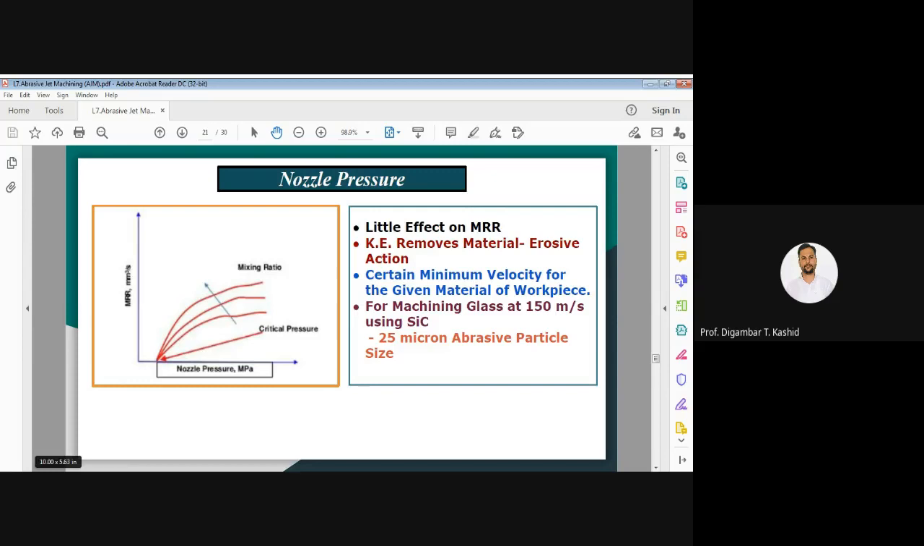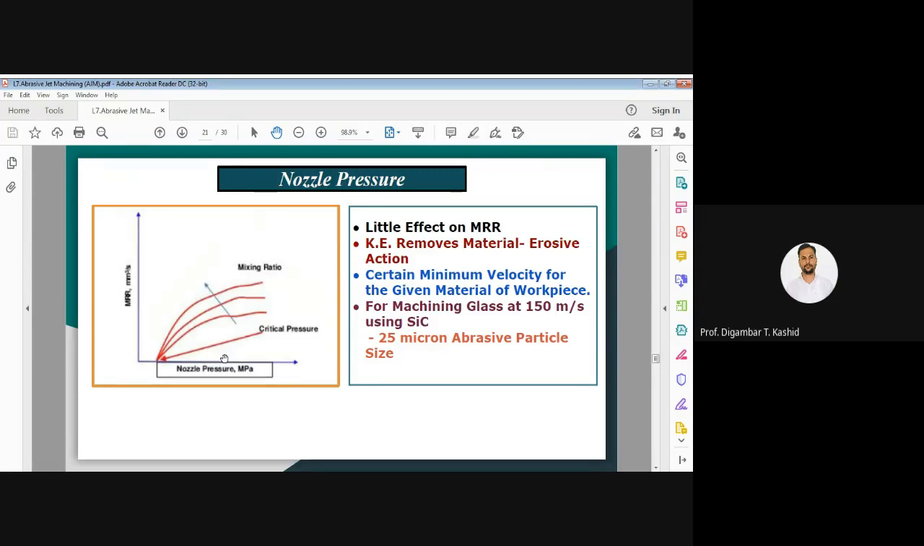Then here the point we need to take note of is the mixing ratio, that is another parameter. As you can see, the critical pressure, which I have shown with the red arrow, is the minimum requirement for material removal. After that, if you increase the pressure, your material removal rate is going to increase.